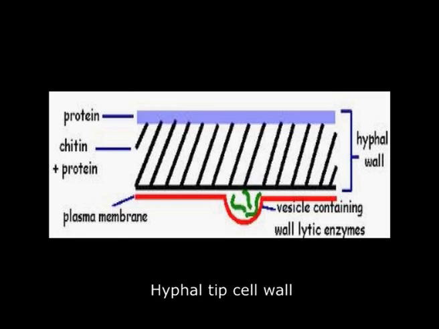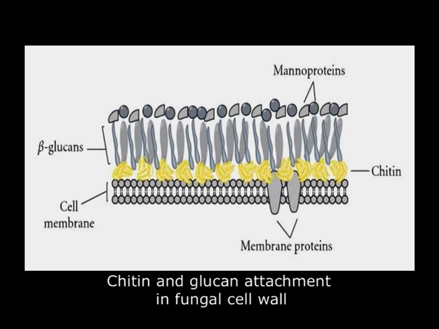In the case of the hyphal tip, we can find two layers. The outermost layer has much more glycoprotein than the inner side. So, in the fungal cell wall, we can find the presence of glycoprotein along with different kinds of polysaccharides, chitin and glucan.